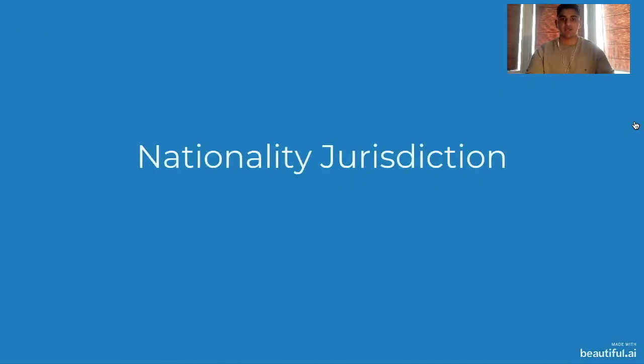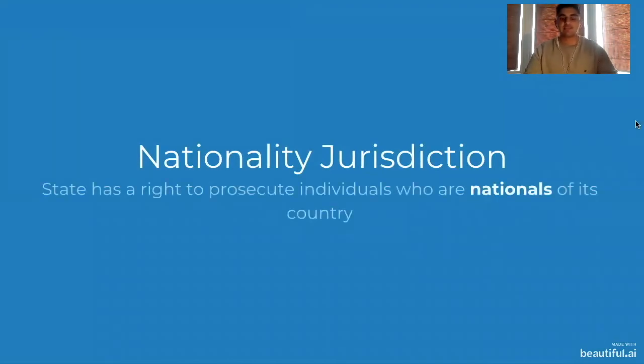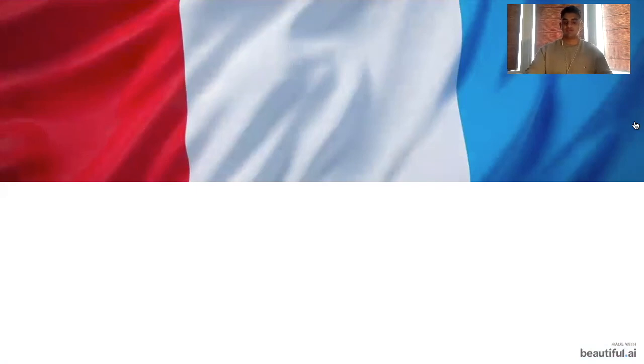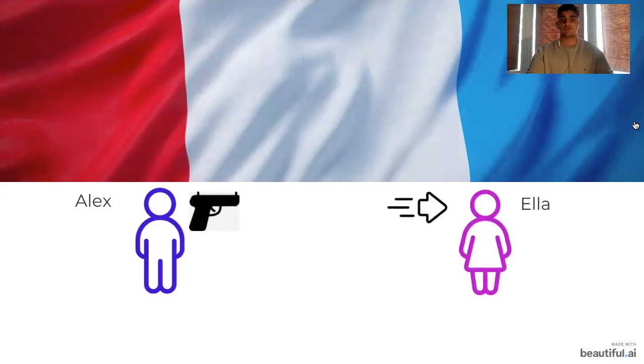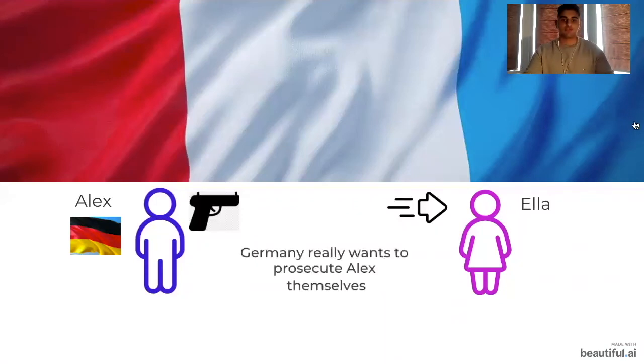The next one we're going to look at is nationality jurisdiction. This is where a state has a right to prosecute individuals who are nationals of its country. So let's look at the example again. Let's say we're in France, right? And Alex, the guy from before, he's got a gun and he shoots Ella. Remember, this time he's not shot it from Germany, he shot it in France. But Alex is a German national. Normally, you'd think, okay, well, it's taking place on French territory, and so France has jurisdiction. Well, yes, unless Germany really, really wants to prosecute Alex themselves.